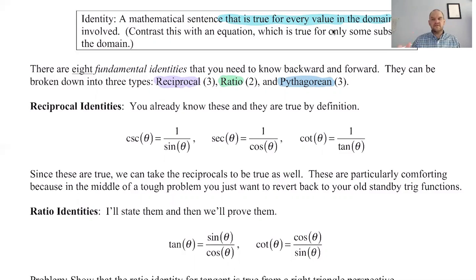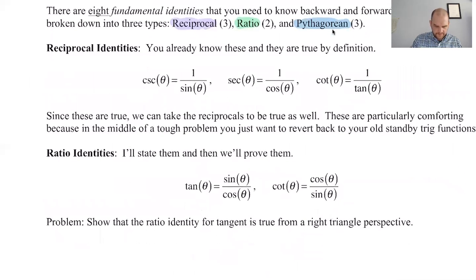I think with Pythagorean, well, you take for granted the reciprocal and the ratio. Pythagorean show up, and when they show up, they're like heavy hitters. Like, you're doing some math when you end up with those. So let's take a look first at the reciprocal identities.